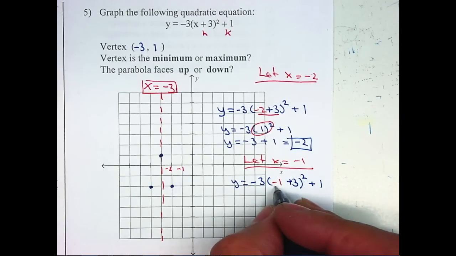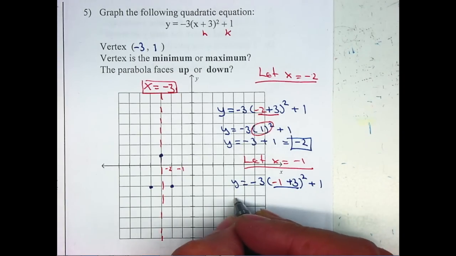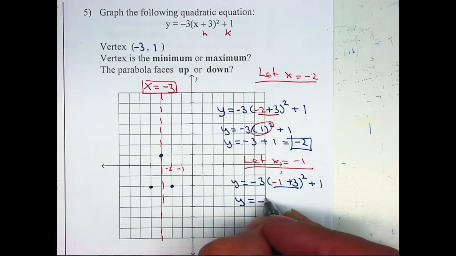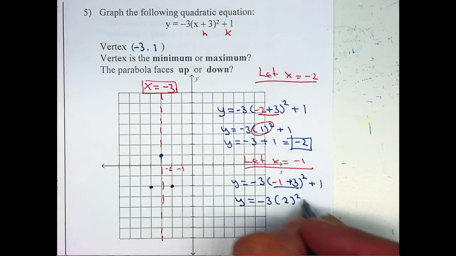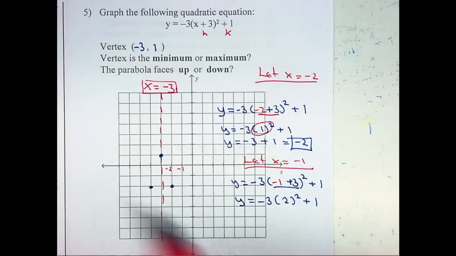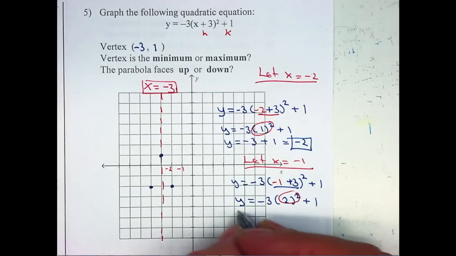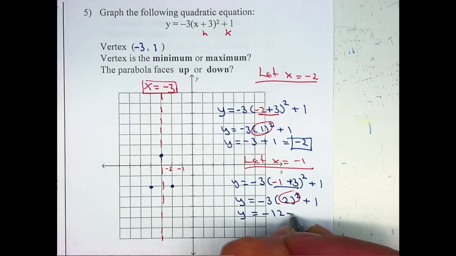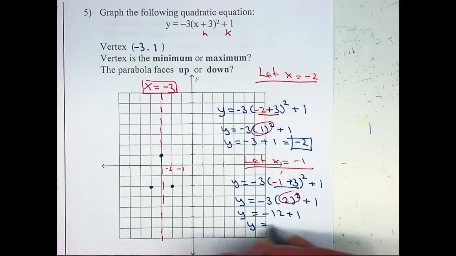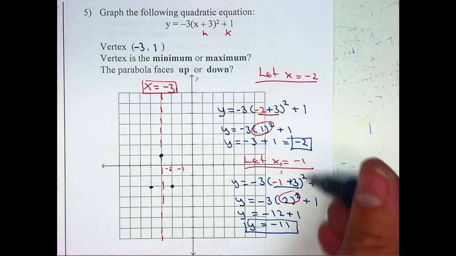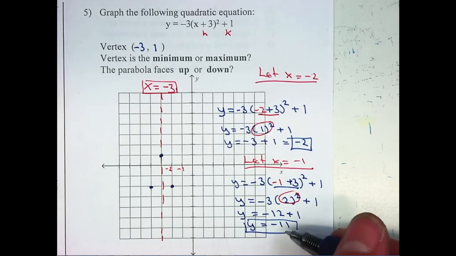I'm going to simplify what's inside the parentheses first. Y is equal to -3. -1 plus 3 is +2 squared plus 1. I'm going to go and square this first. That gives us 4 times -3 is -12 plus 1. Y is equal to -11. If my x value is -1, my corresponding y value is -11.